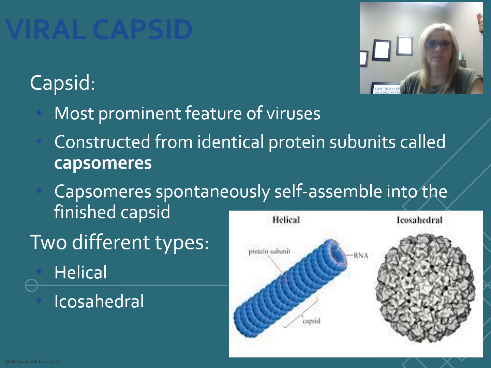Each capsid is going to be made of smaller protein subunits, these little individual pieces that look almost like little beads here. And these are called capsomeres. They're identical. These spontaneously come together and form that capsid coat. We have two different types of capsid here. One is this helical unit, and the other is what we call icosahedral.